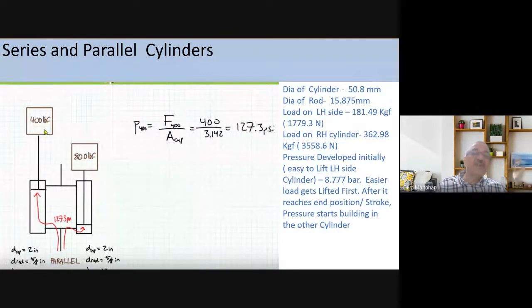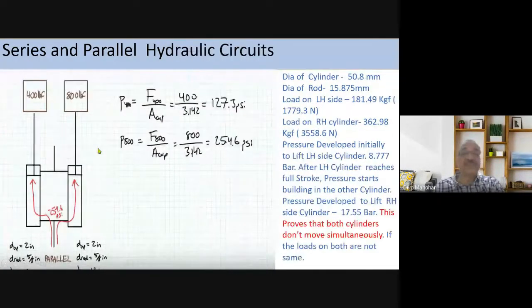This will lift this load first rather than this load because this resistance is less. It requires lesser pressure. So pressure on this side being lesser because load is less. So first this will completely lift. After the pressure reaches this dead end, this will start lifting the second load. Just to indicate how cylinders will behave in two cylinders.